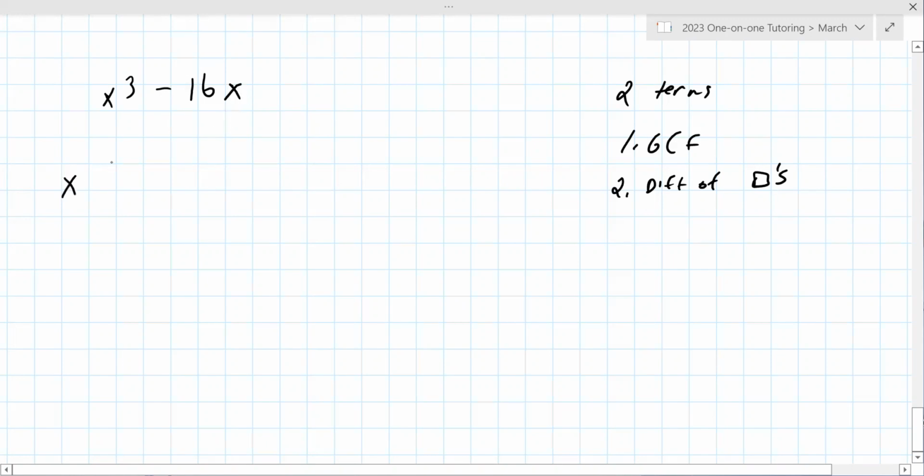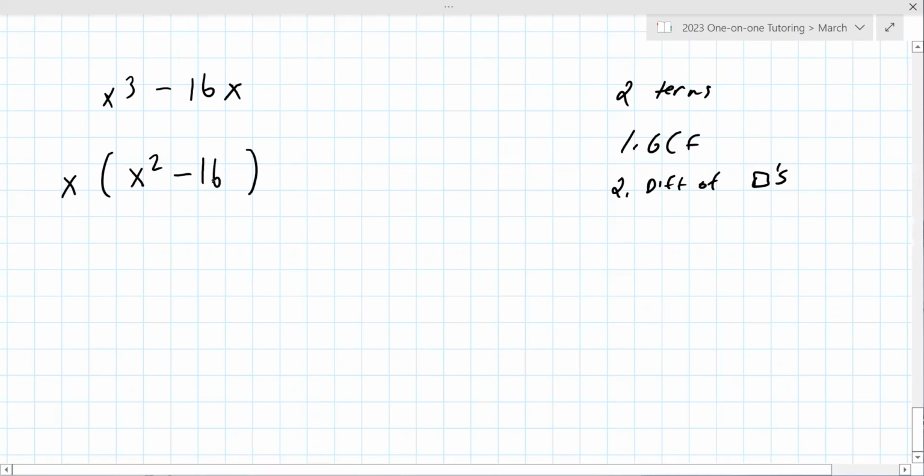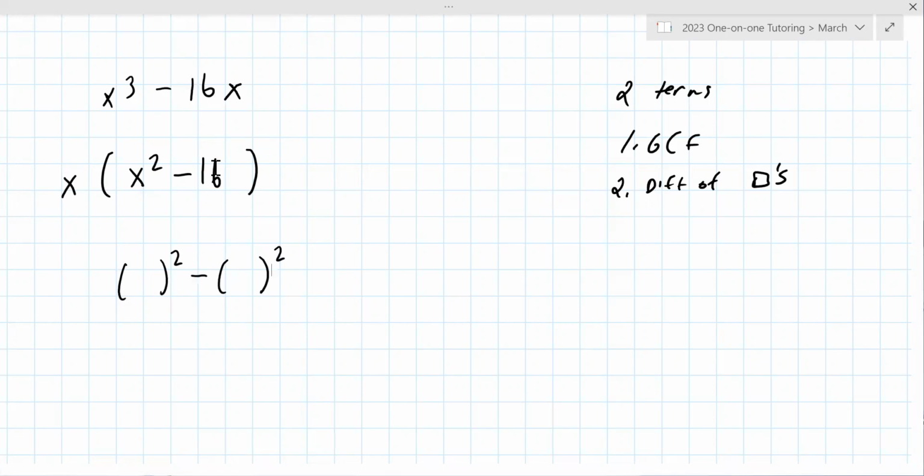x. So I want you to tell me what goes inside parentheses after you factor an x out. Say x squared minus 16. Good. So this inside parentheses is in fact a difference of squares. Just like we talked about before, you have to figure out what squared gets you back to x squared, minus what squared gets you back to 16. It's usually easiest to start with the number. The number would be 4, and then x.